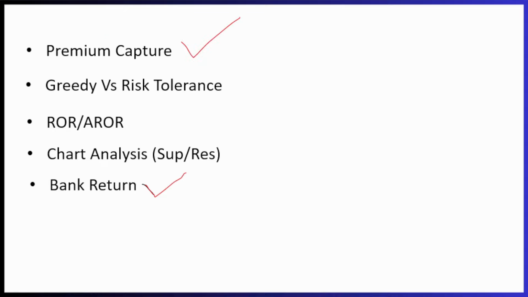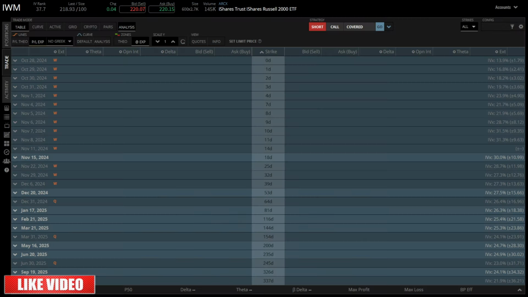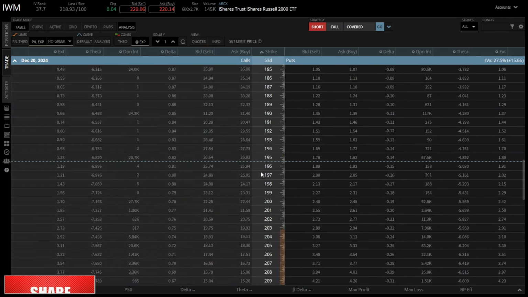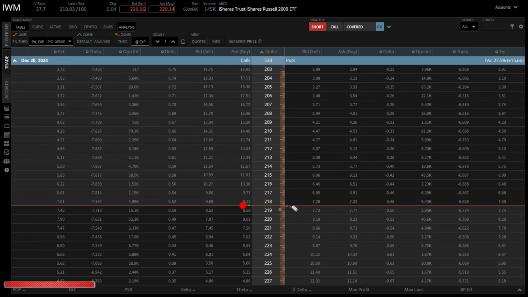When it comes to premium capture, guys, it is very simple, because you need to decide how risk averse you are. We're going to come here and select the 53 DTE. Remember, this is our DTE all the way down here in this column. We're going to open this one here and start simulating all the way down here to 195, 200, 205, until we get all the way up to at the money, pretty much at 218.